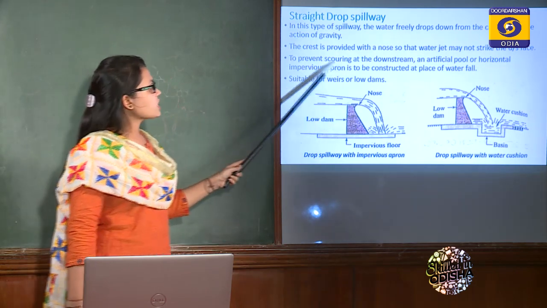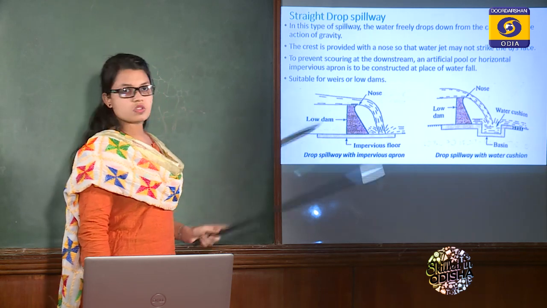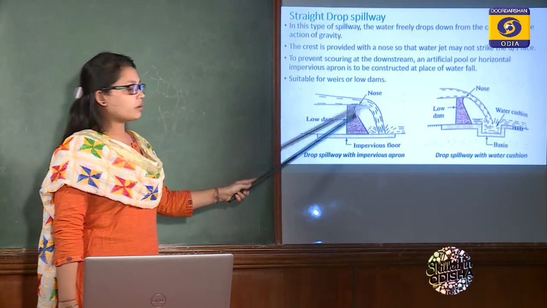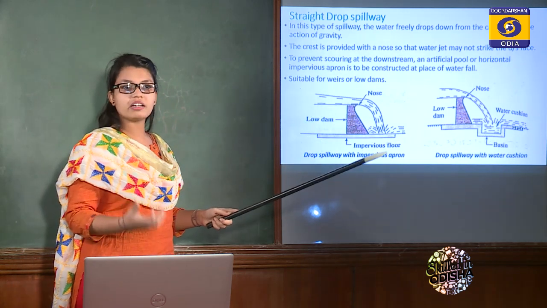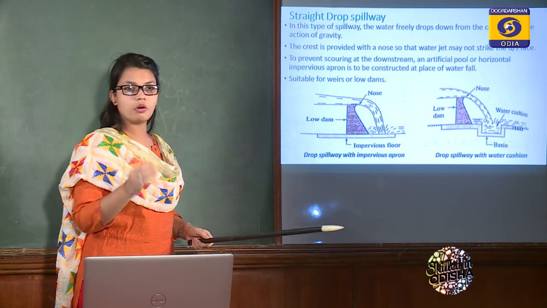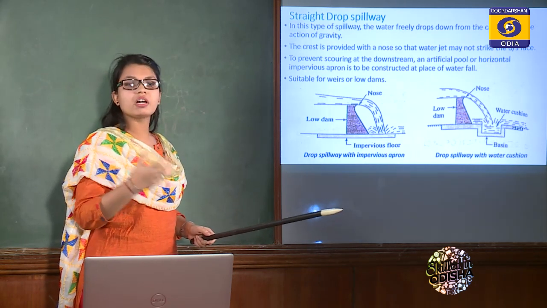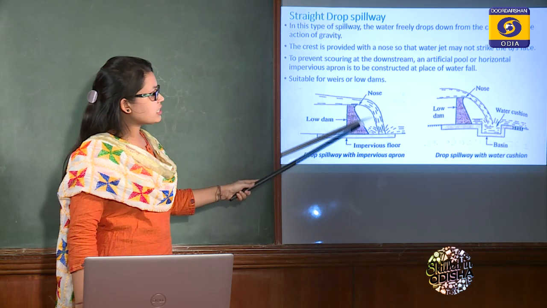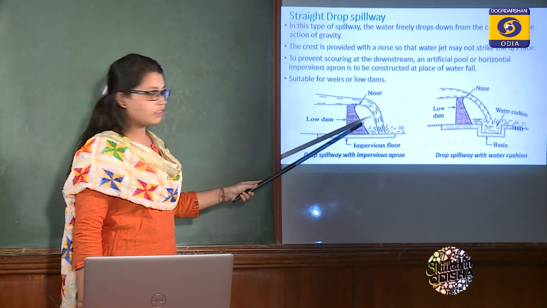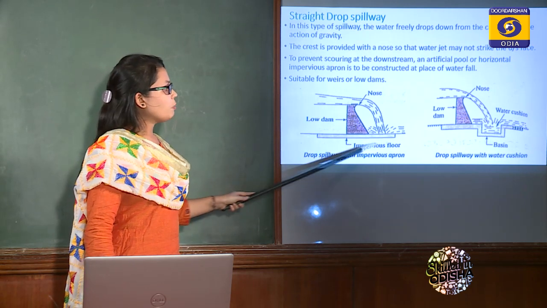To prevent the scouring at the downstream, an artificial pool or horizontal impervious apron is to be constructed at the place of waterfall. Now, what does that mean? Since the water is falling from such a great height, I have already told that it will acquire a high velocity, because the potential energy due to its high potential head will be converted to kinetic energy when it starts to fall, because of which it will have a great impact at the place where it is falling.